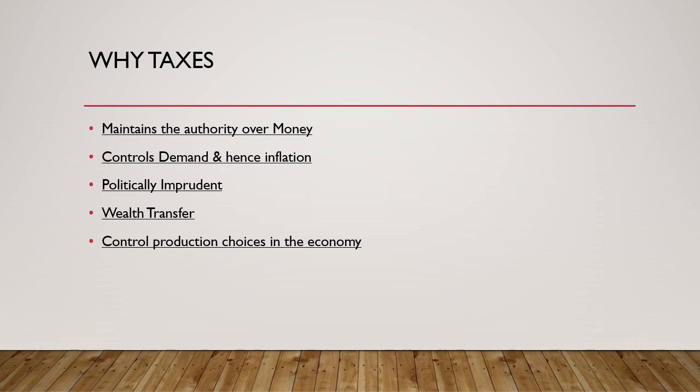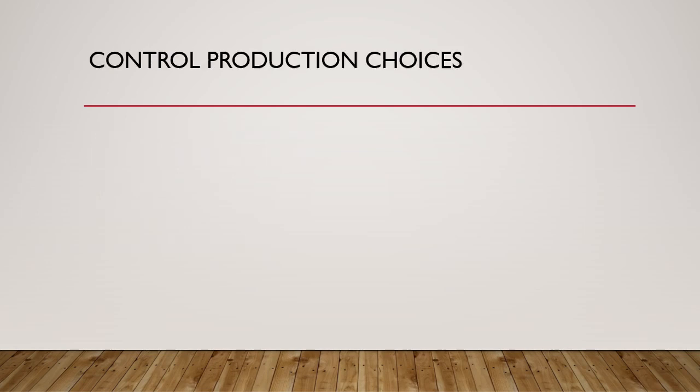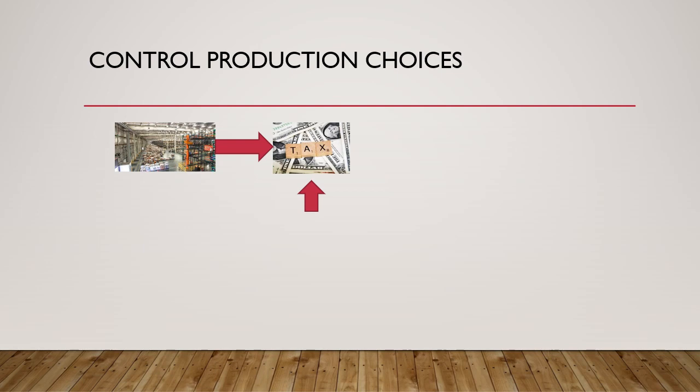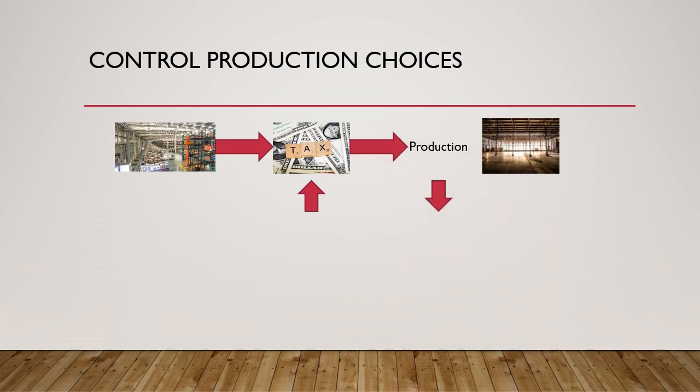And finally, taxes can control production choices in the economy. So here is how it works. Let's say there's a factory producing goods A in the economy. The government, in its wisdom, feels that these goods should be produced less in the economy. And so it raises taxes on these goods. The price rises, the demand for these goods A reduces, and the production also comes down in the economy.